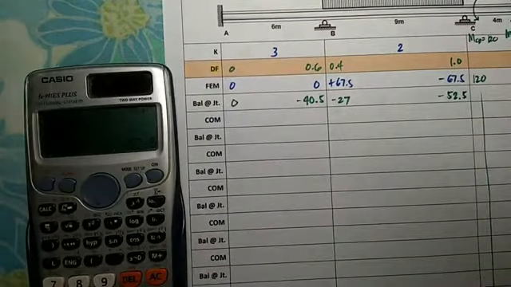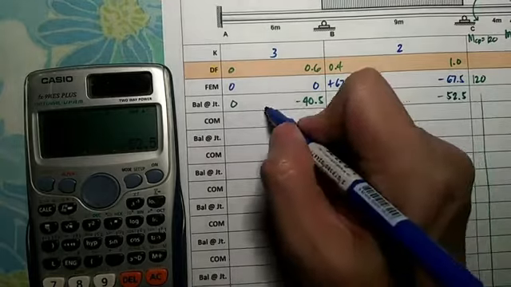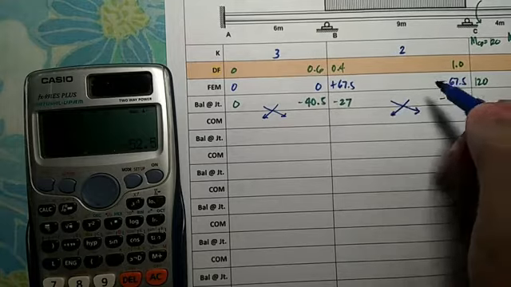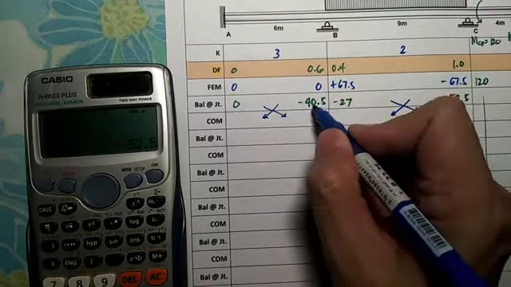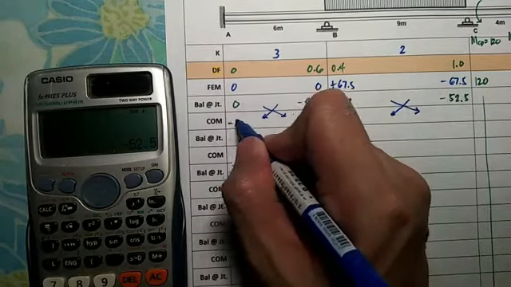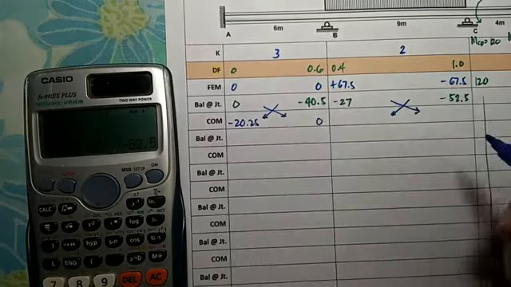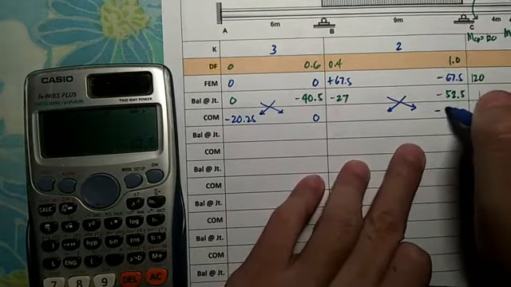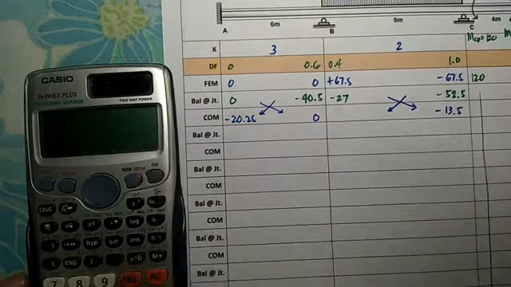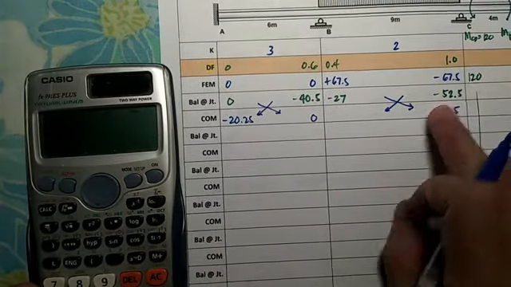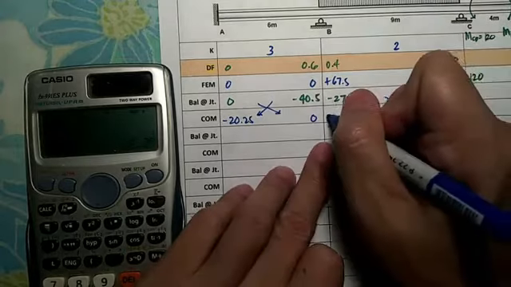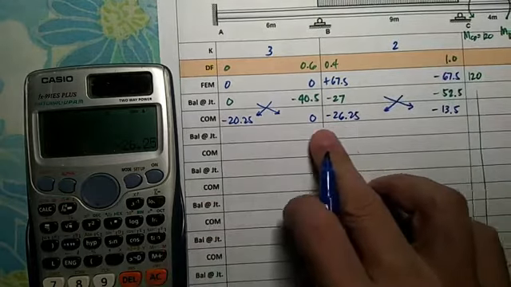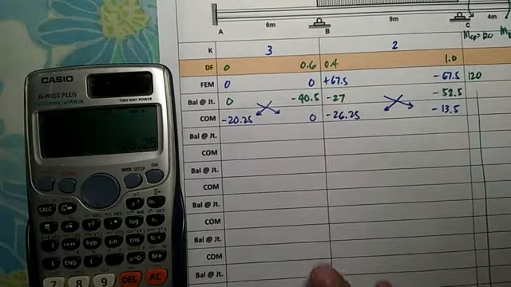Okay, next is the carryover moment. So how do we do the carryover moment? Okay, so ganyan lang yan, carry over 1/2. So 0 divided by 2 is 0. Negative 40.5 divided by 2 is negative 20.25. Okay, then negative 27 divided by 2, it's negative 13.5. Tapos negative 52.5 divided by 2, we got negative 26.25. Okay, so ano yung unbalanced moment? Negative 26. So malayo pa sa 0. So dire-diretso pa ulit tayo dyan.